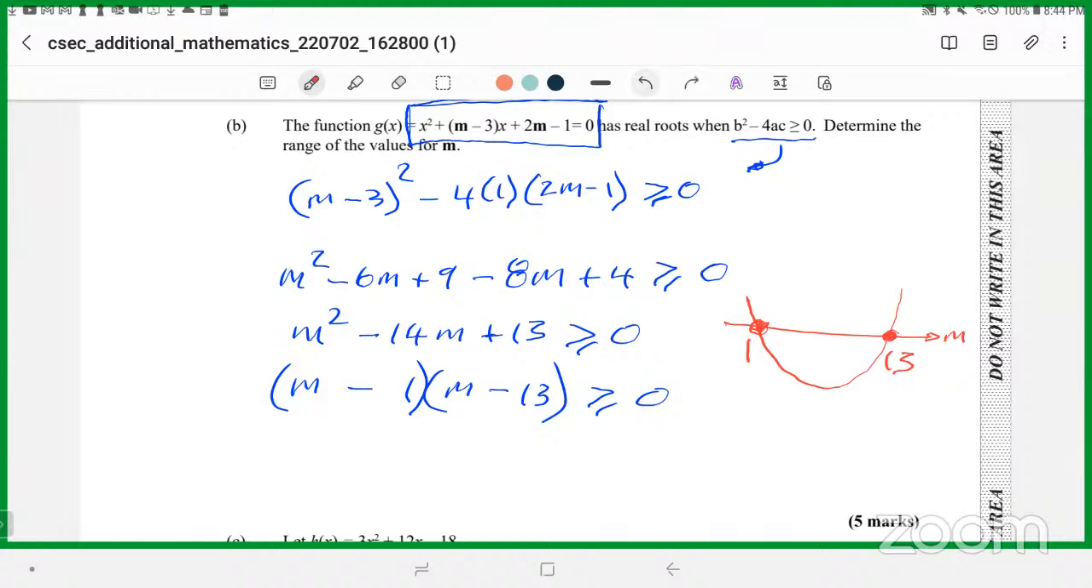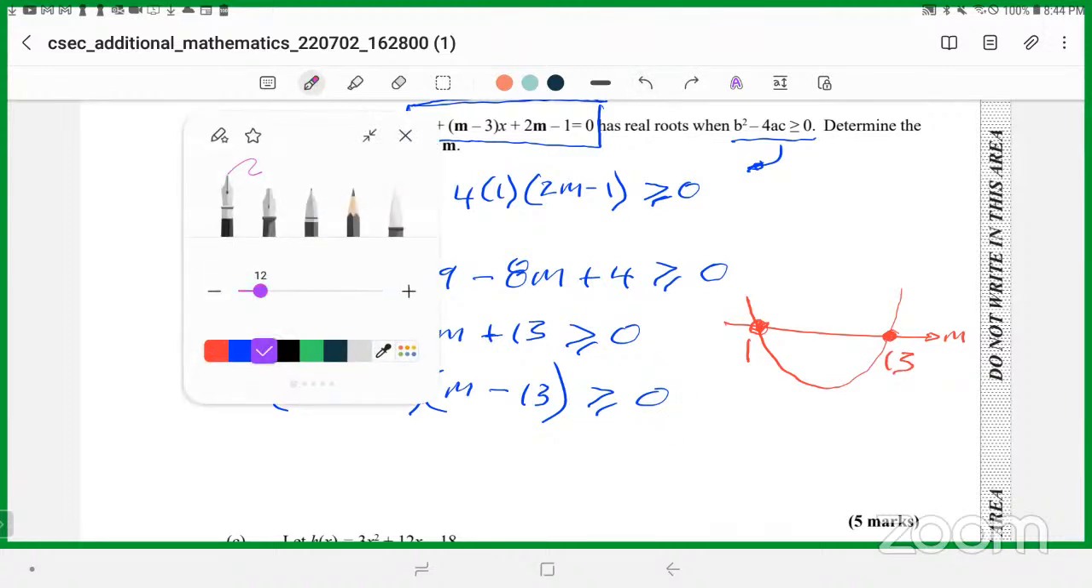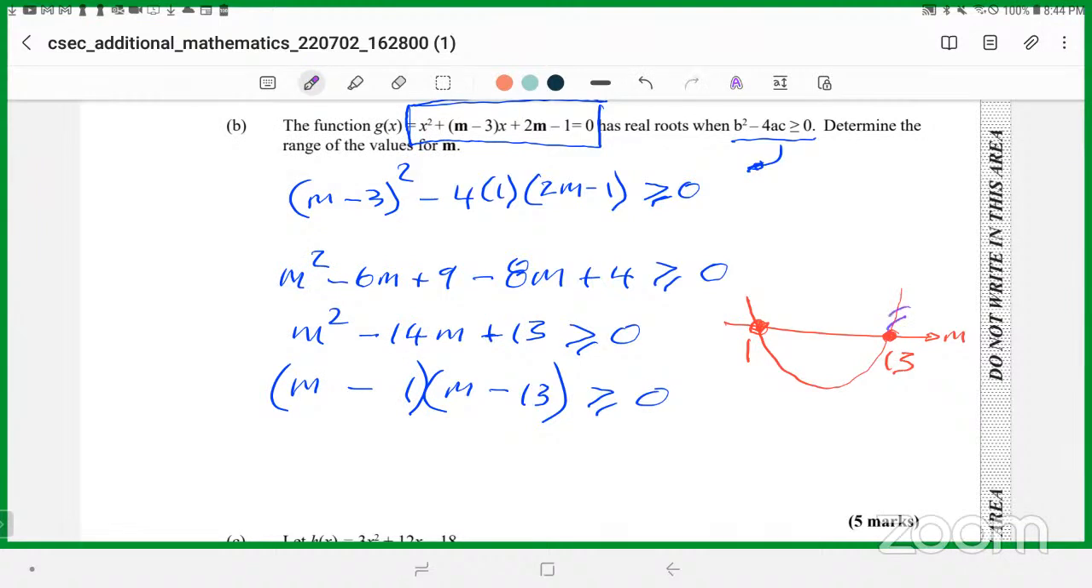Greater than 0 means that I want, let's put that part in purple, the part of the graph up here and up here, which are obtained by values to the right of 13 and to the left of negative 1. Let me shift this down. So it's m greater than or equal to 13. And I can't see that, so let me shift this around.